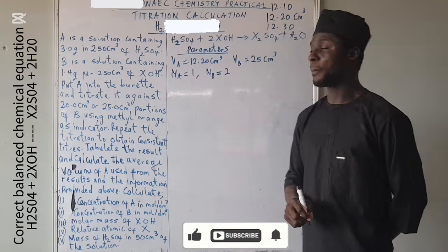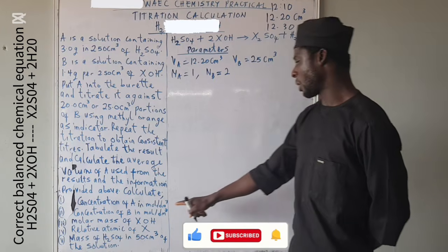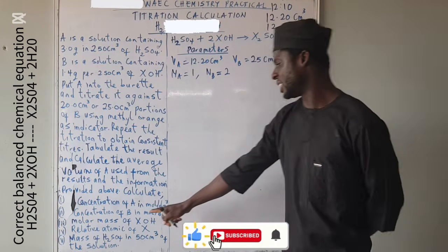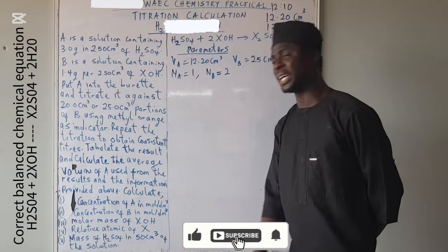So that's our parameters. Now coming back to our question, he said to calculate the concentration of A in mole per dm3.